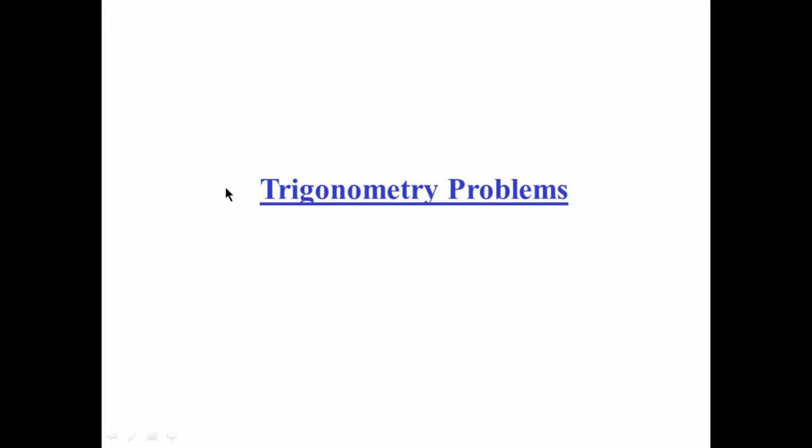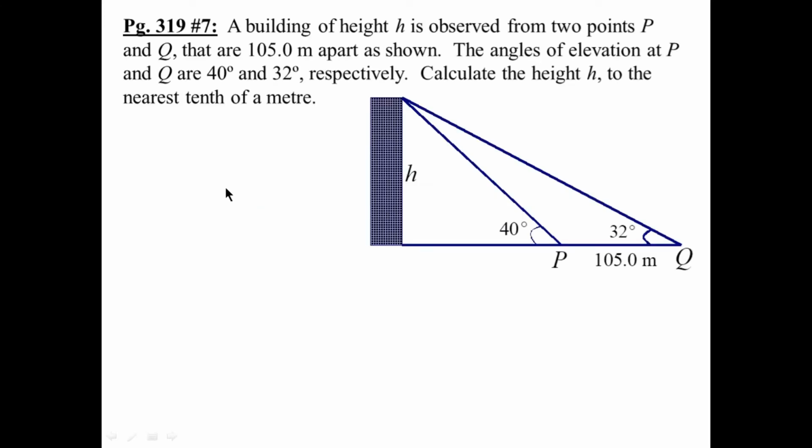Let's do some trigonometry problems. Page 319, number 7. A building of height h is observed from 2 points P and Q that are 105 meters apart, as shown. So we're given this diagram, and we're asked to find the height of this building. The angles of elevation at P and Q are 40 and 32 respectively.